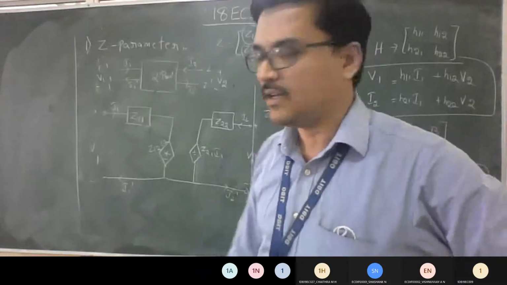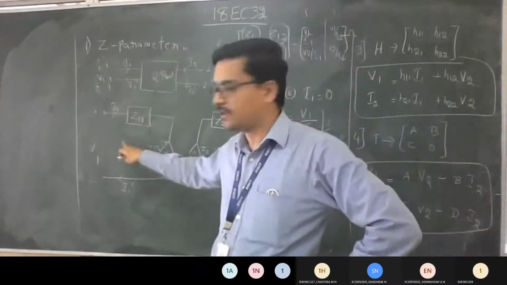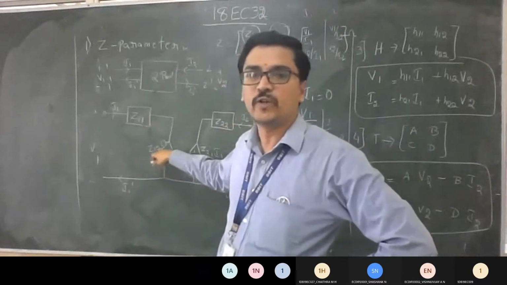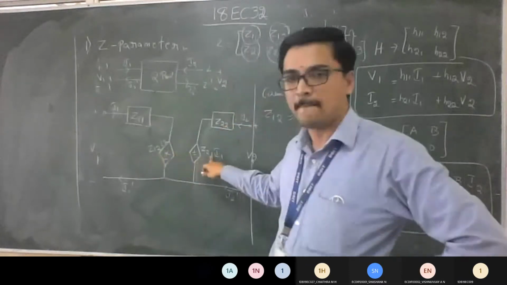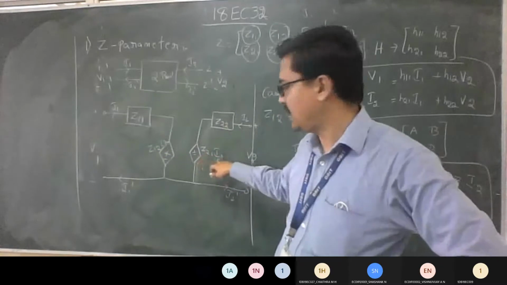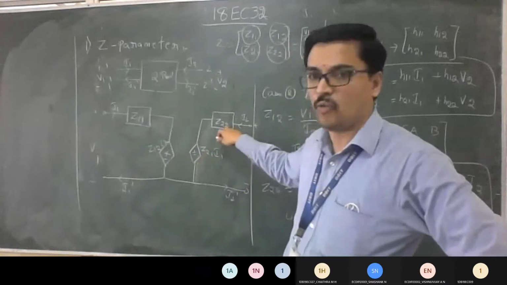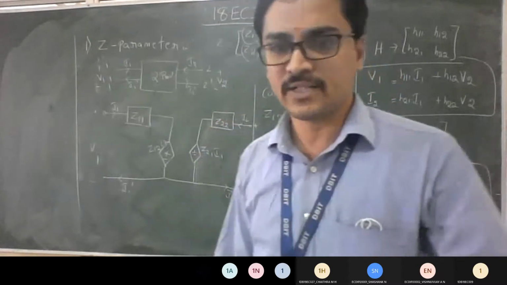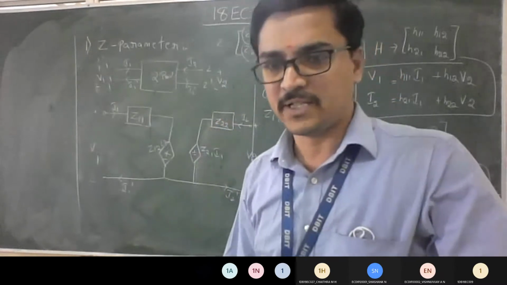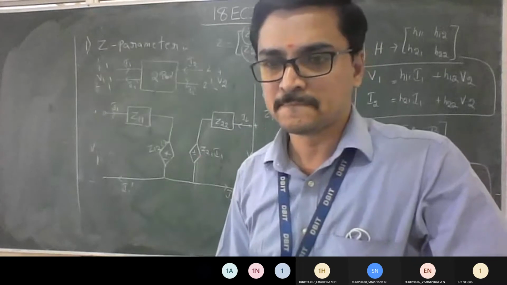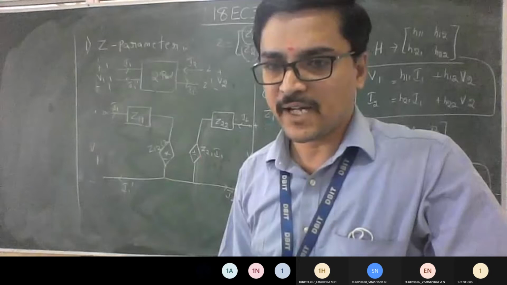Parallel. So you need to write Y11 parallel with the current source and designate the value as Y12 V2. Similarly here also a parallel connection, designated with Y21 V1, and this Y22 should be parallel to that. That becomes the equivalent circuit for your Y parameter. Understood or not, everyone? Is it fine here?